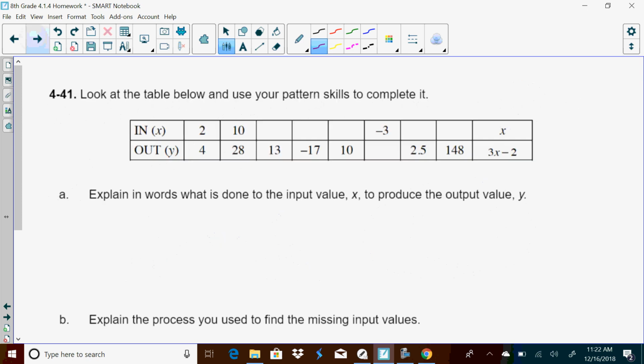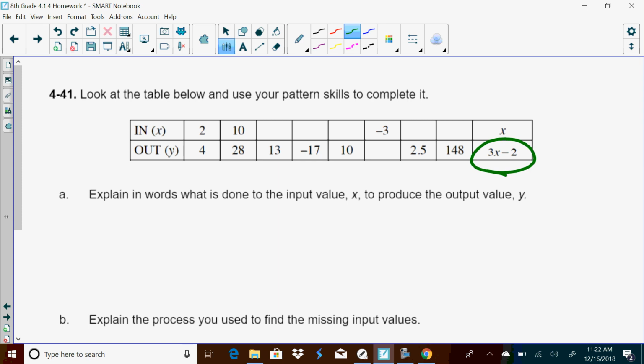It's very important. Problem 41, look at the table and use your pattern skills to complete it. I noticed it was 2 and 4. So 2 times 2 is 4, but 10 times 2 is not 28, so I can't be doing that. Then I thought, maybe I'm multiplying by something else. If I multiply by 1 and add 2, that works, except that wouldn't work for 10 and 28. Then I thought, maybe if I multiplied by 3 and subtracted 2, it was actually given to me, I didn't see that at first. So I multiplied by 3, minus 2 is 4.